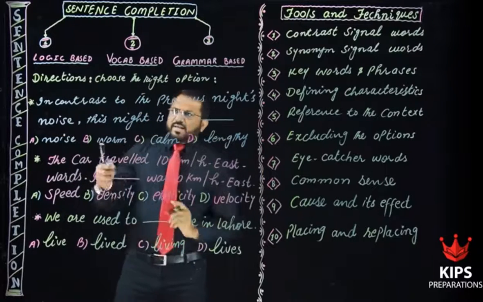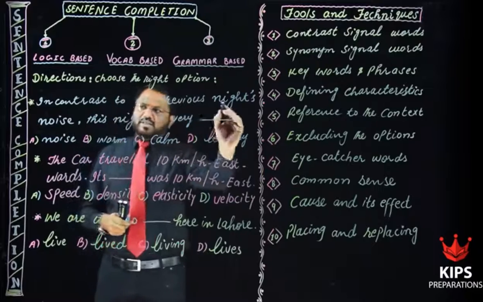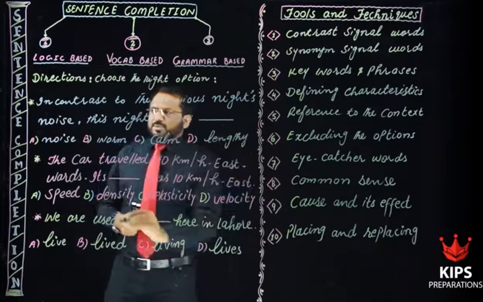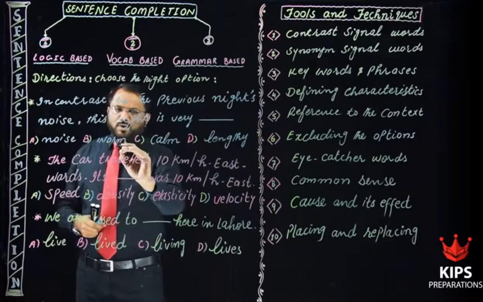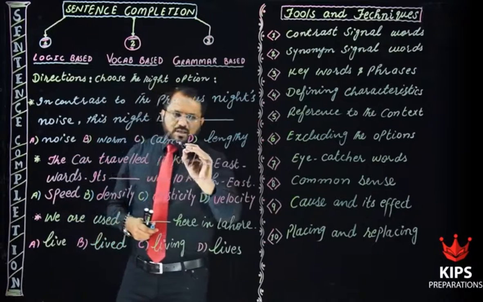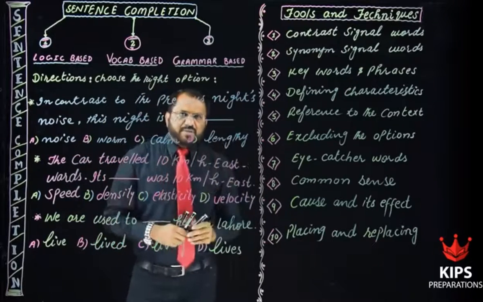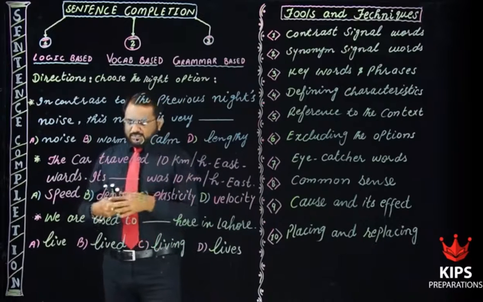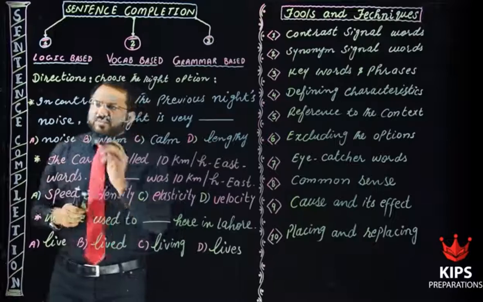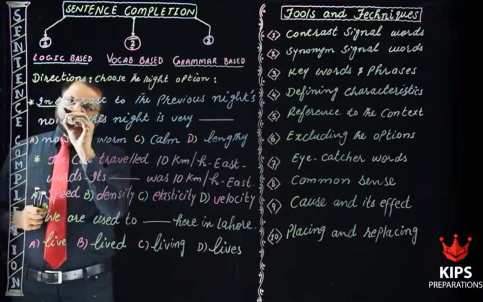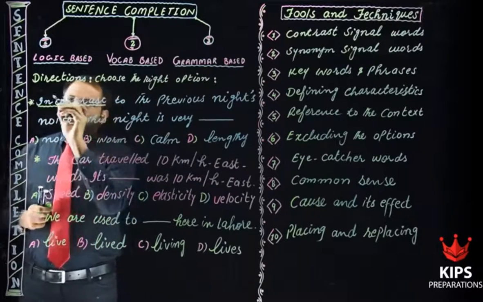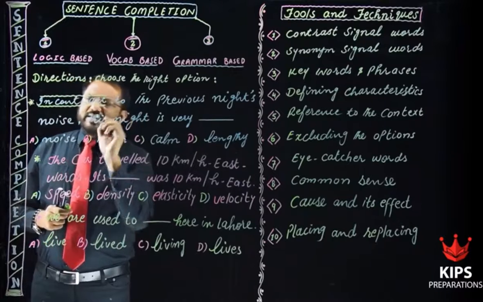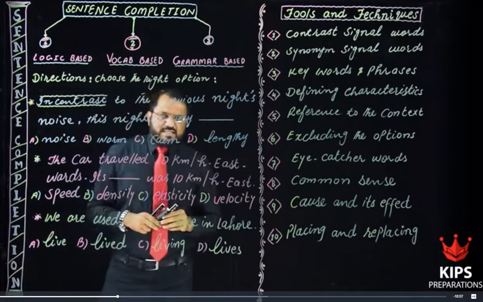For example, in contrast to the previous night's noise, this night is very blank. A option, noise. B option, warm. C option, calm. And D option, lengthy. Let's have a look at this sentence. Logic tells us that if there is a contrast signal word in a sentence, and in this sentence, the words in contrast are themselves a contrast signal.